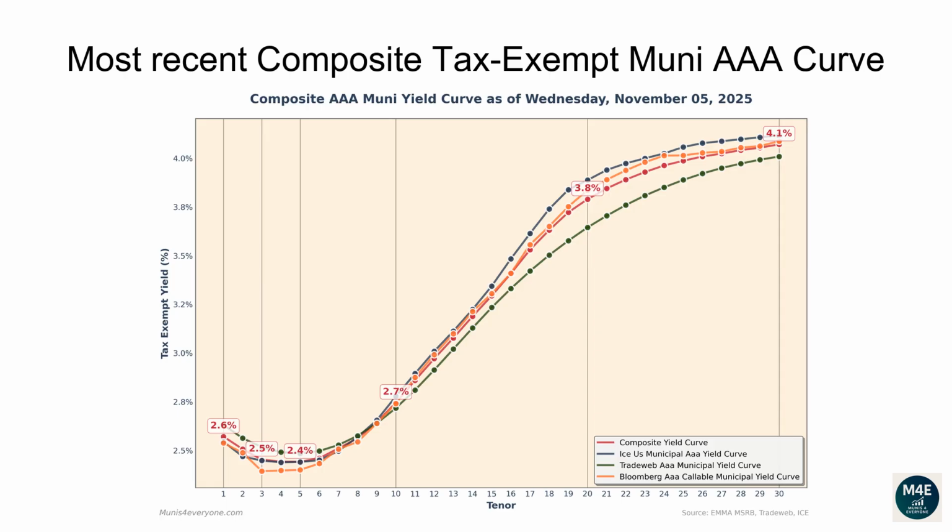The one-year composite tax-exempt yield is 2.57%. The two-year yield is 2.51%. The three-year yield is 2.45%. The 5-year yield is 2.44%. The 10-year yield is 2.75%. The 20-year yield is 3.79%. The 30-year yield is 4.07%.